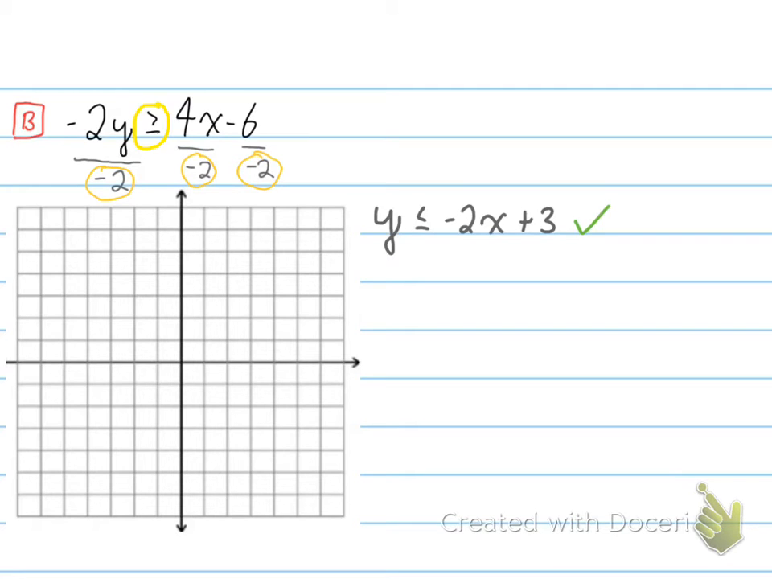I can graph just like I did in the last problem. Here my y-intercept is +3, and my slope is -2, or down 2 over 1. From here, I see that since it says less than or equal to, that means I want to include that line in my solution, or in other words, I'm going to be making a solid line here.